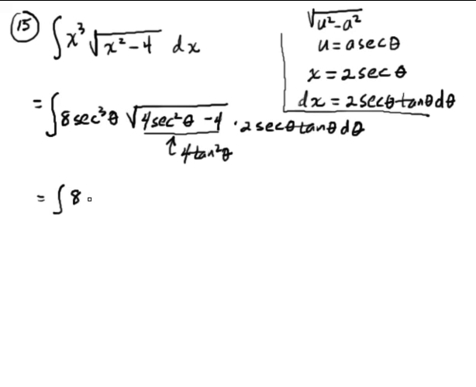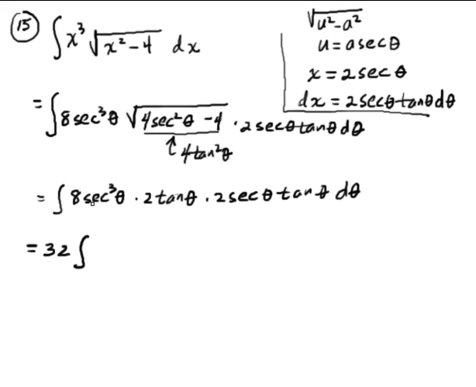So that's 8 secant cubed theta times 2 tan theta, after we take the square root, times 2 secant theta tan theta d theta. All right, first of all, let's multiply all these constants. We have 8 times 2 is 16 times 2 is 32. So that's 32 on the outside. Now the secants: secant cubed times secant, that's secant to the 4th. Tangent times tangent, that's tangent squared.